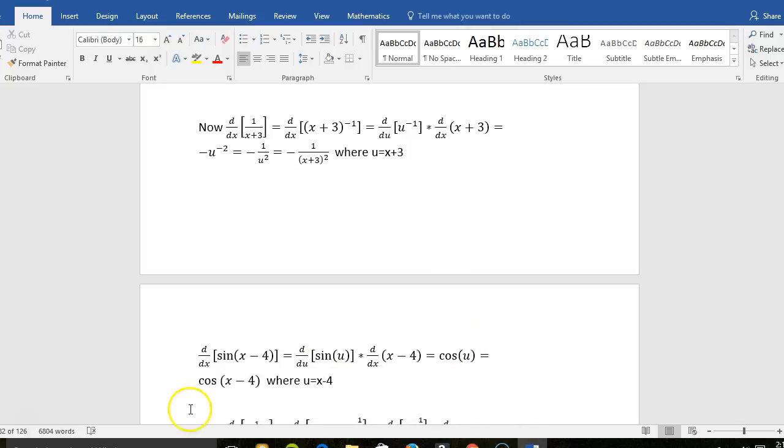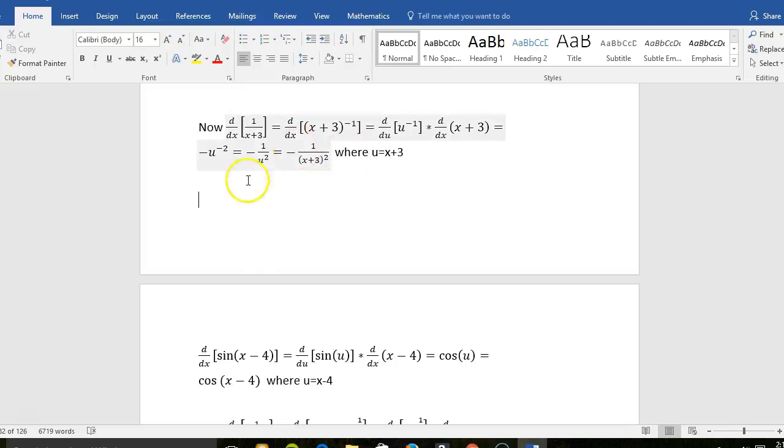There we go. But remember, u is x minus 4. That's how we define u. So we got to plug x minus 4 back into here. Cosine of u is the cosine of x minus 4 because u is x minus 4. So there's that. That's the chain rule.